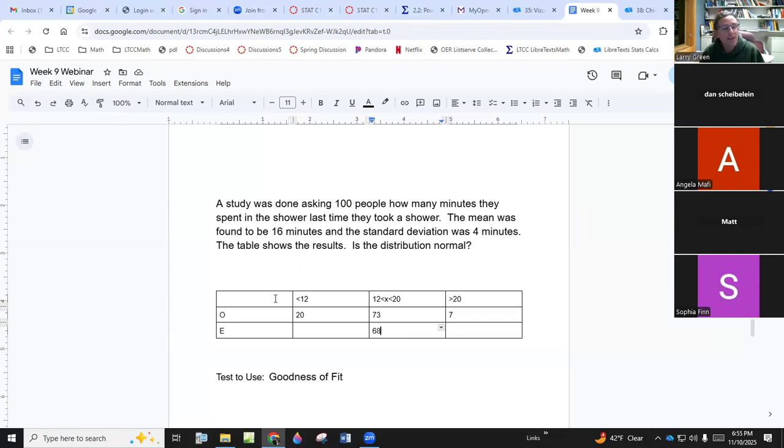Okay, so now the left and right, it's symmetric. If there's 68 in between, then 100 minus 68 is 32. So that means the total outside is 32, but it's symmetric. So how many are expected to be less than 12 minutes? Yeah, 16, because again, there's 68 inside, there's 32 outside, and it's symmetric, so 32 divided by 2 is 16. How many would be expected to be greater than 20? This should be really easy.